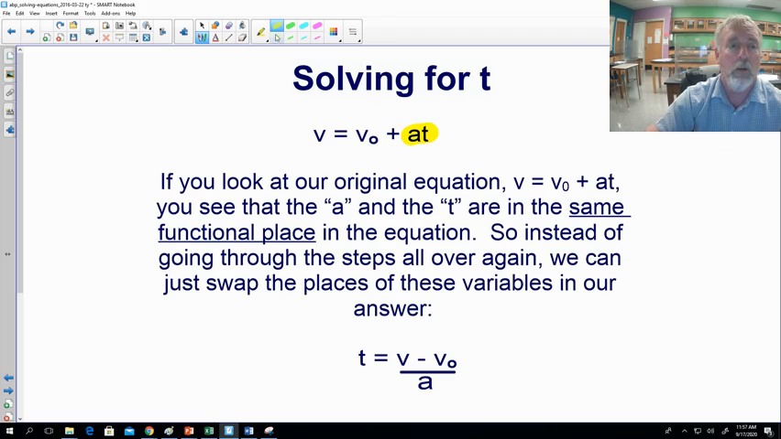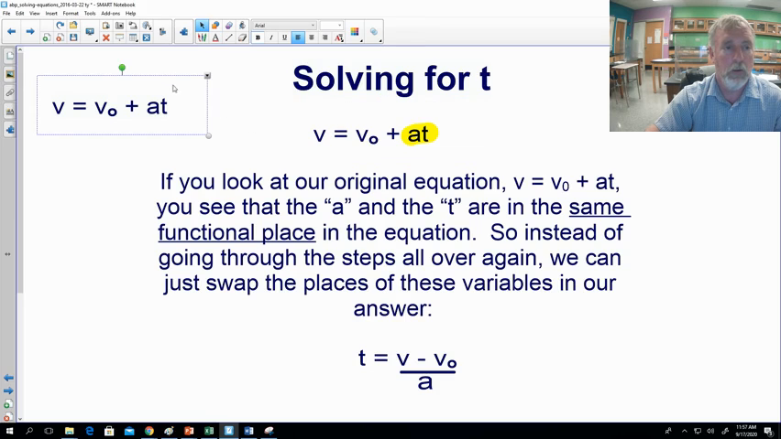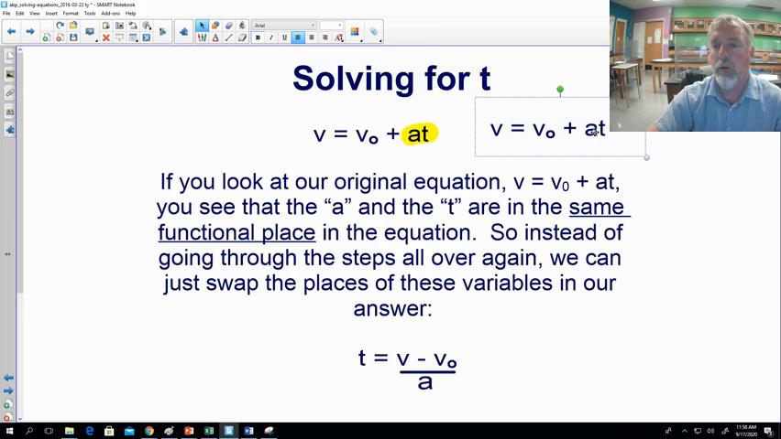What if I wrote this equation instead of v minus v0? I could have easily rewritten this equation and put the t first and then the a. So it's really not a problem, because with multiplication, you can flip the order around. So they're really doing the same thing. I can just switch those two variables and nothing really changed in the equation.